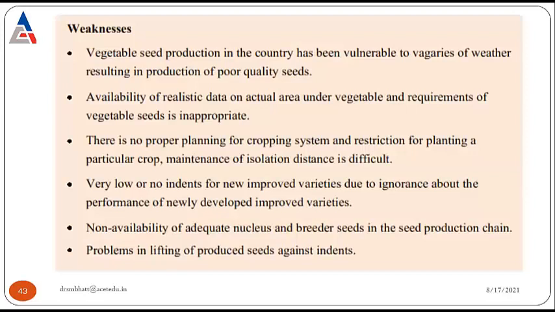What is the weakness of vegetable seed production? Vegetable seed production in the country has been vulnerable to vagaries of weather. Weather is going to affect a lot, and because of bad weather sometimes, that results in poor quality seed production. Realistic data is not available for the exact vegetable requirement for the future. That is another problem. And also there is no proper planning for the cropping system and particular crop, especially, and that's why the maintenance is very, very difficult.